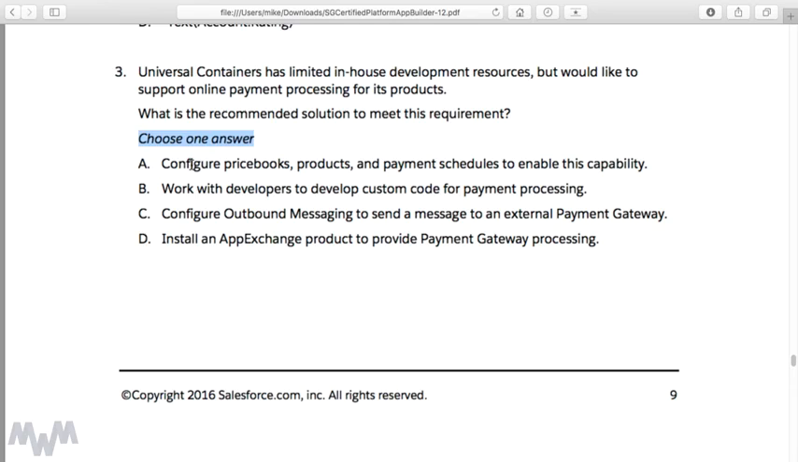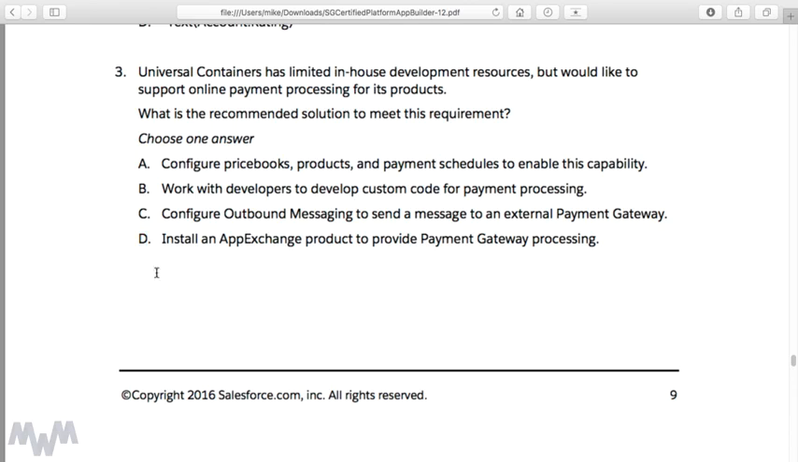So the potential answers here would be A, configure price books, products, and payment schedules to enable this capability, bearing in mind that they're looking to support online payment processing for their products, but they have limited in-house development resources. Option B would be to work with developers to develop custom code for payment processing. C would be configure outbound messaging to send a message to an external payment gateway. And then D is install an AppExchange product to provide payment gateway processing.